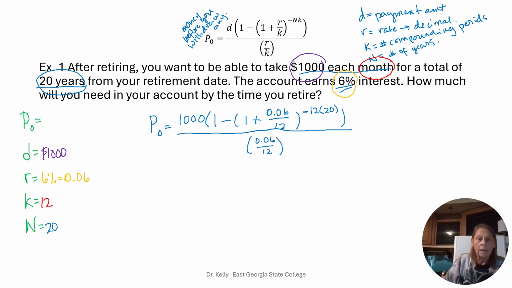All right, and when you do that math, you get $139,580.77. Now let's get with the calculator steps. Hopefully you have your calculator with you.